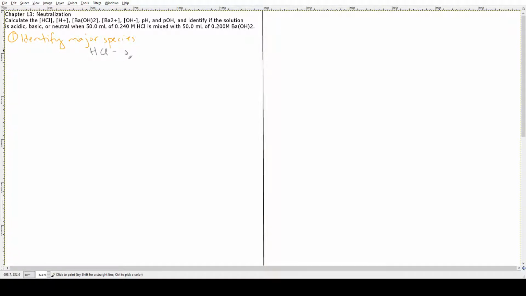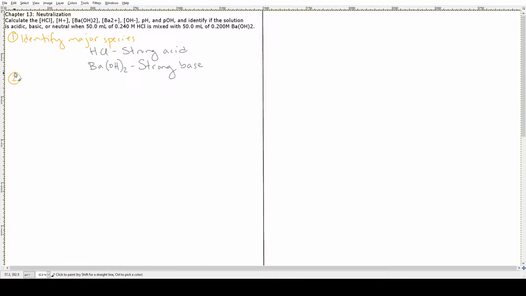HCl, which is a strong acid, and if you don't know that, shame on you. And then, no, it's okay. Just go learn it. Barium hydroxide. So is it a strong or a weak base? Hopefully you said it was a strong base, and if not, make yourself some flashcards. Memorize those strong acids and bases.